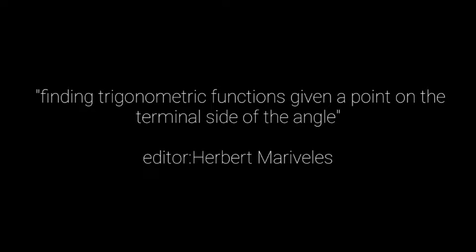Finding trigonometric functions given a point on the terminal side of the angle. So the number one given is (1, negative square root of 3). So there's a perpendicular line with a right triangle, and on the left side there's a theta. So our opposite is negative square root of 3, the adjacent is 1, and the hypotenuse is 2.